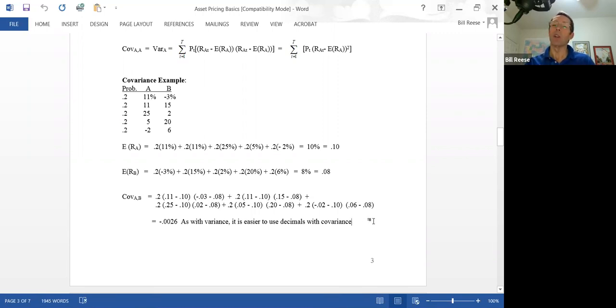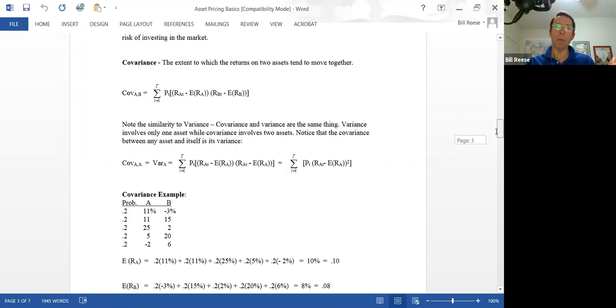Now, one of the things I want you to notice about the covariance formula that we looked at up here is that it is the same thing as the variance formula when we are comparing not A with B, but A with A. So this was comparing the covariance of A with B, right? Suppose we want to look at the covariance of A with itself, or any asset with itself. Well, the covariance of any asset with itself is its variance.